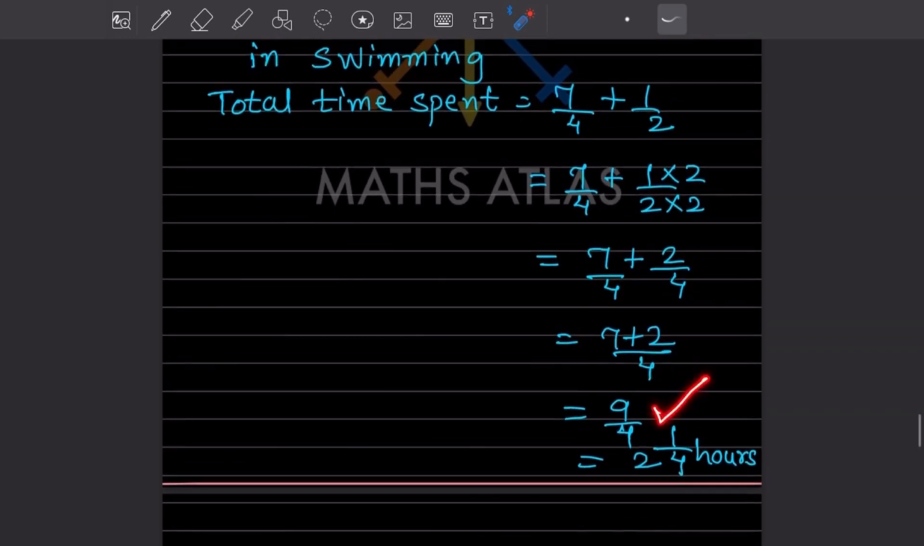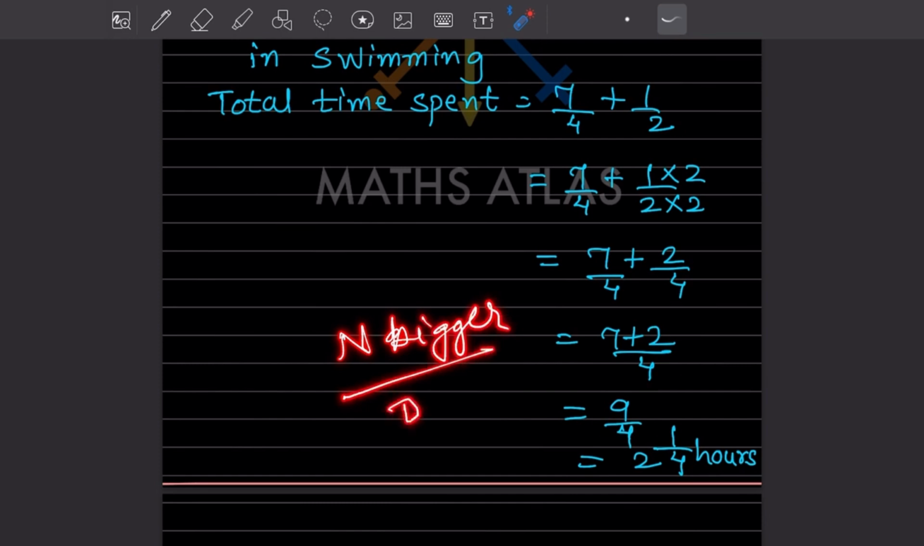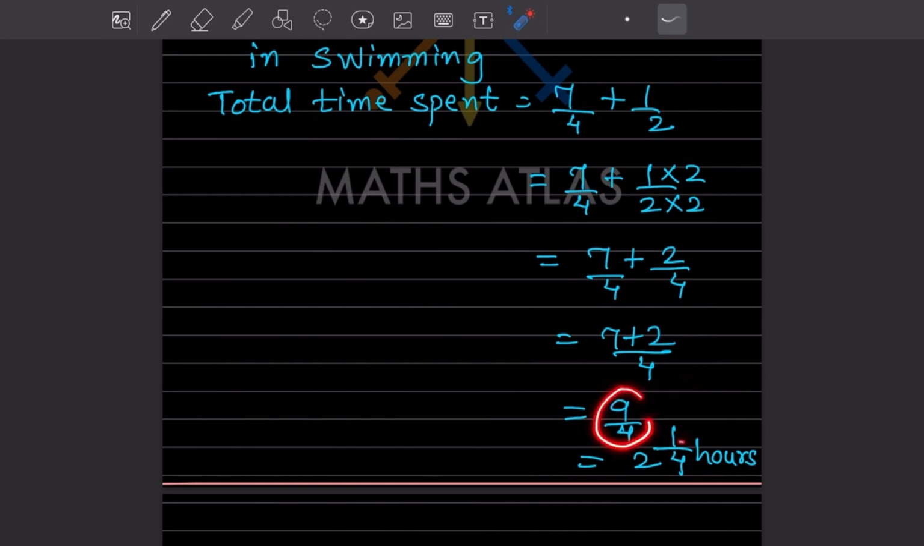Now 9 by 4 means, you know, the numerator is bigger. Whenever the numerator is bigger than the denominator, that is an improper fraction. So whenever we get an improper fraction, we have to make it a mixed fraction. So how do you make that mixed fraction?